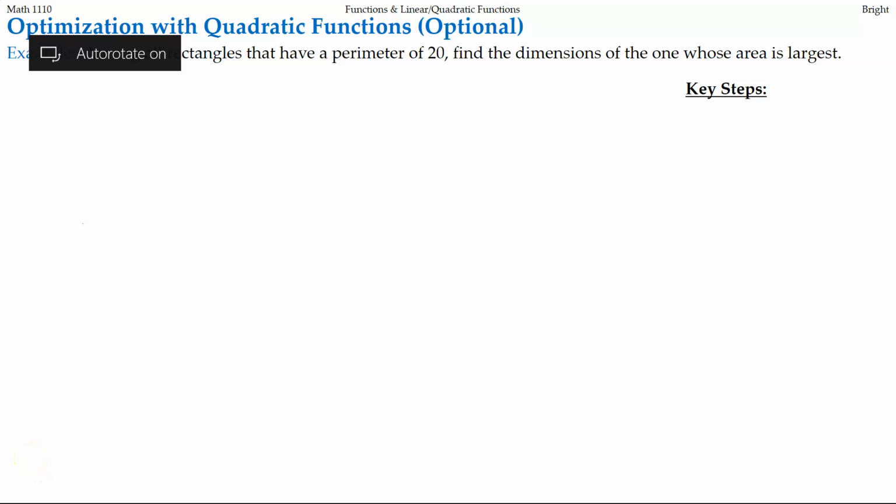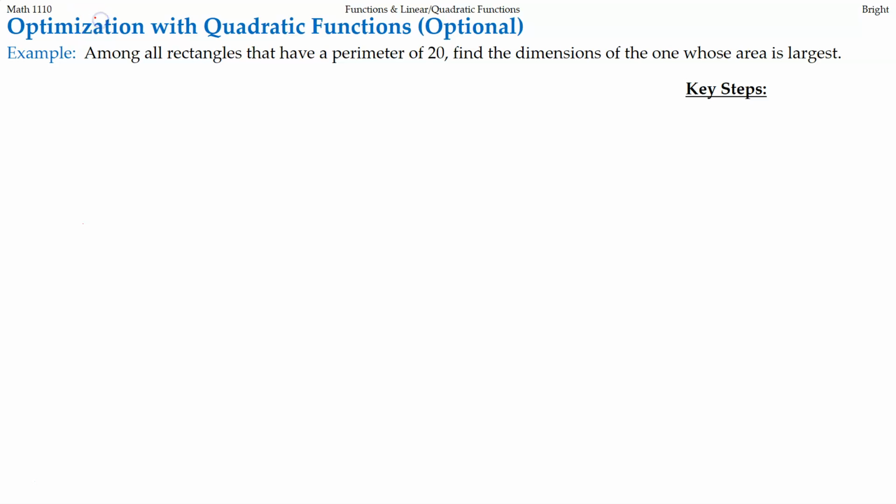Welcome, and this video is optional, and it's going to look at quadratic functions and optimization problems with quadratic functions. When I use the word optimization, all this means is finding a min or a maximum value based on a quadratic function. So we're just going to look at this example, dissect it as we go through to help us figure out what we actually need to do.